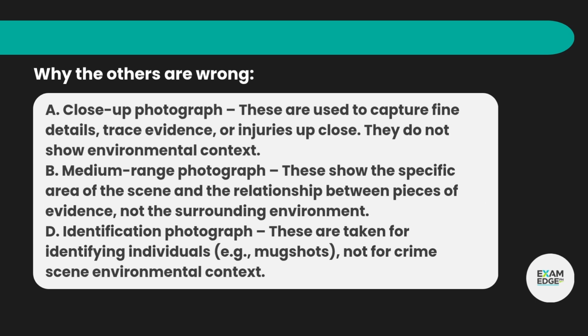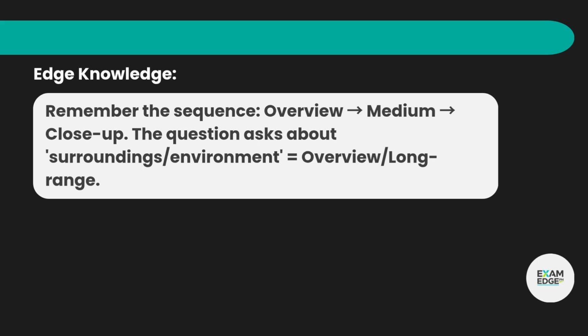A. Close-up photograph. These are used to capture fine details, trace evidence, or injuries up close. They do not show environmental context. B. Medium-range photograph. These show the specific area of the scene and the relationship between pieces of evidence, not the surrounding environment. D. Identification photograph. These are taken for identifying individuals, e.g., mugshots, not for crime scene environmental context. Edge knowledge. Remember the sequence: overview to medium to close-up. The question asks about surroundings; environment equals overview, long range.